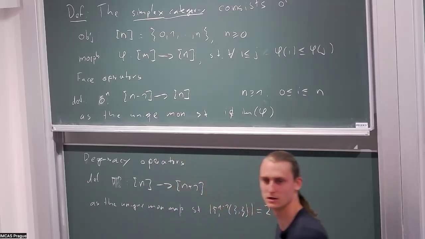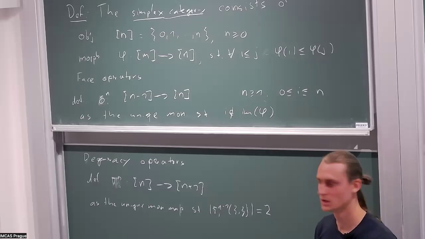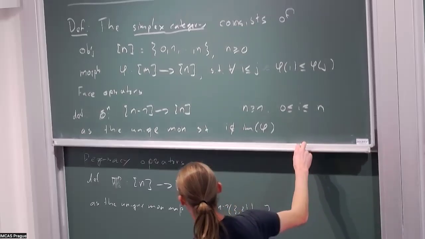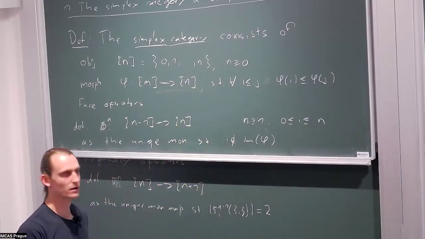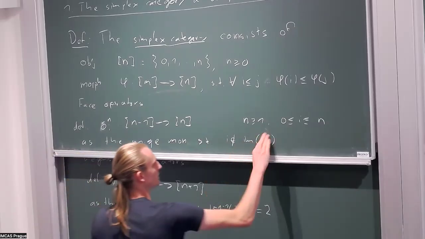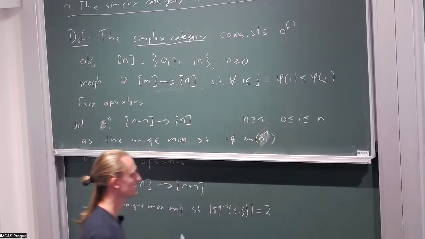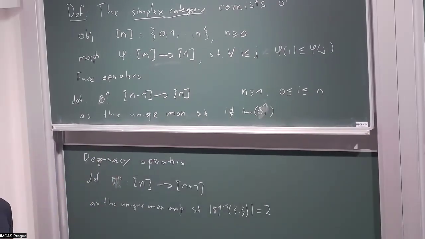Sorry, so delta and sigma, do they depend on phi? No, phi is just a generic morphism in the category. You mean the image of delta? Yeah, sorry. Thank you. Constant function of functions. Yes. So help me, why is this unique?